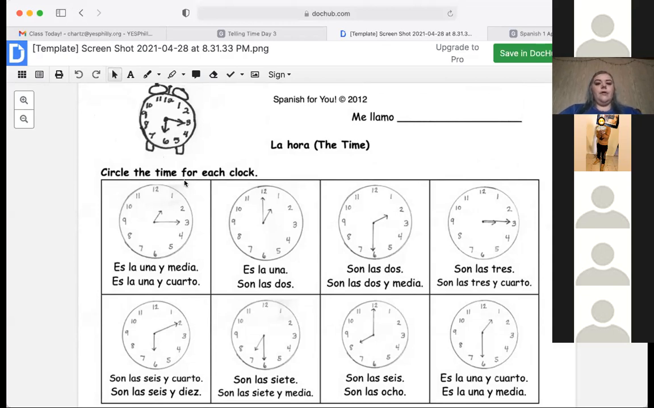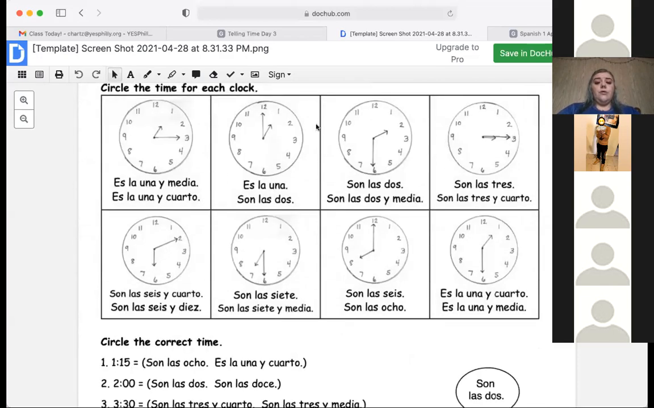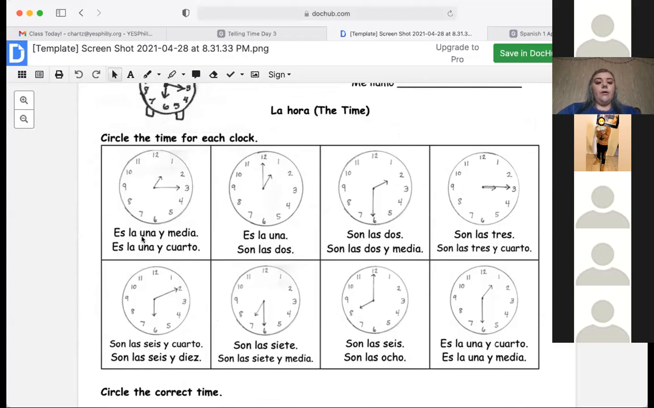So we're going to circle the time for each clock that's correct. You're going to look at the time on each of these clocks, right? And there's two options for each one. So for the first one, your options are es la una y media or es la una y cuarto. Which one are we going to pick for this clock? Anybody want to take a guess?